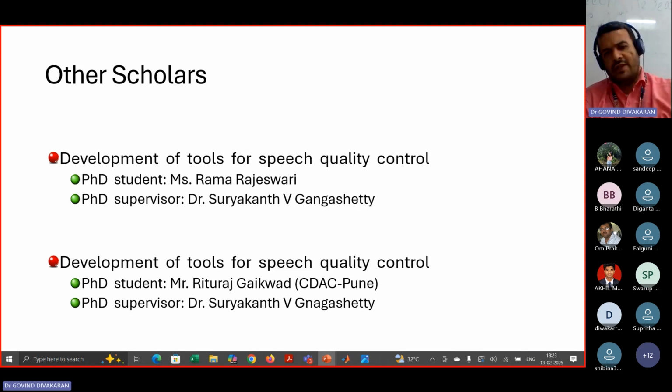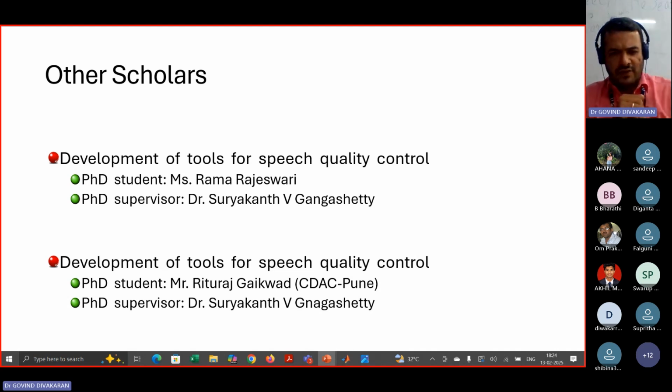So Rama Rajeshwari is actually working with Professor Suryakant Vigangajitu, who is the PI for this Bhashini project. So the topic is she is supposed to develop tools for automatically assessing the speech quality. There are so many vendors, so many startup companies giving us data. So she's supposed to automatically assess the quality, at the signal level, at the prompts level, etc.